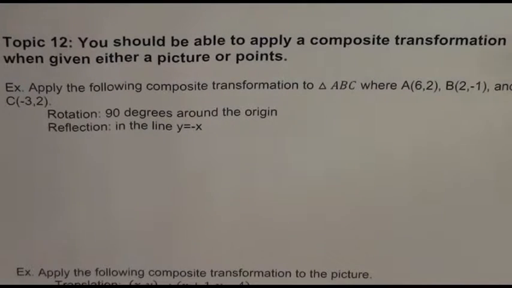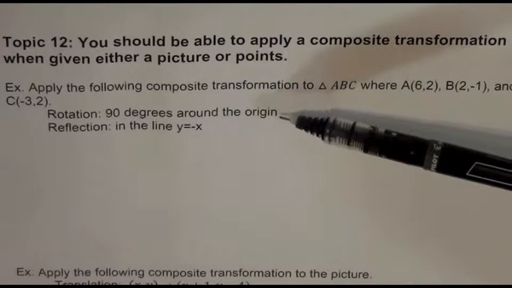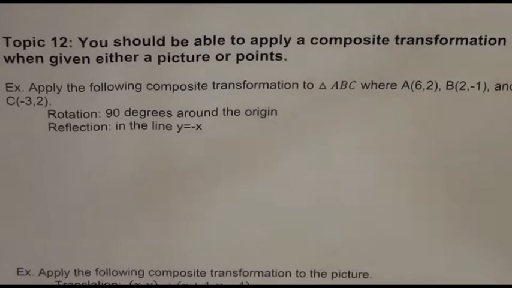So the first example, apply the following composite transformation to triangle ABC, where A is (6, 2), B is (2, -1), and C is (-3, 2). We need to first apply a rotation of 90 degrees around the origin, and then reflect in the line y equals -x.